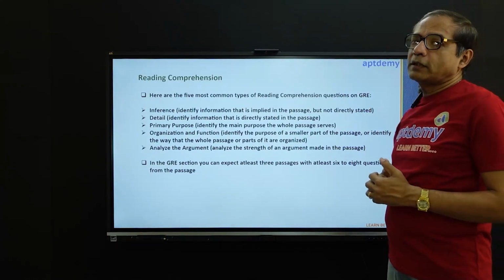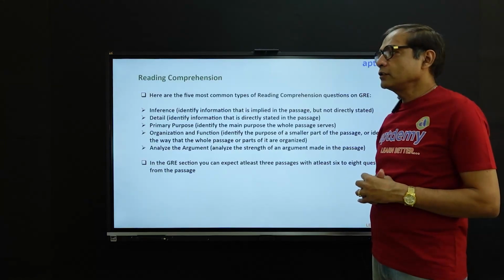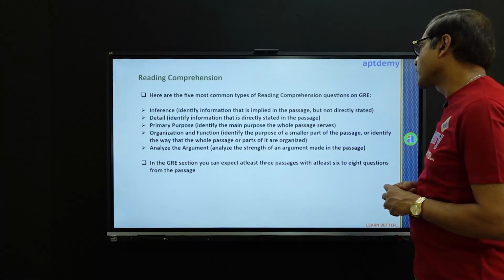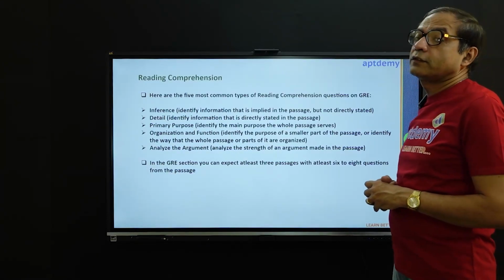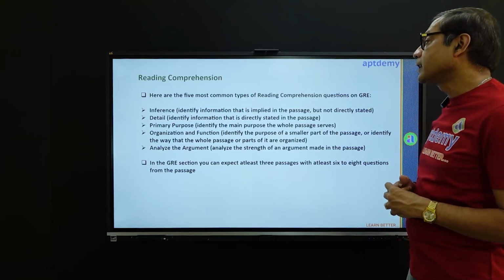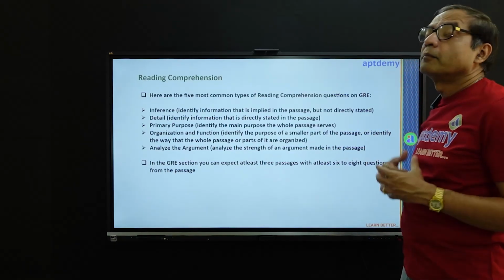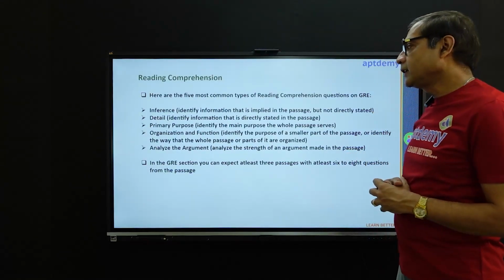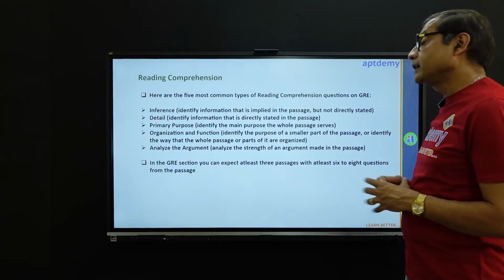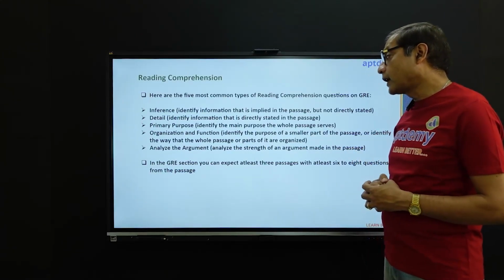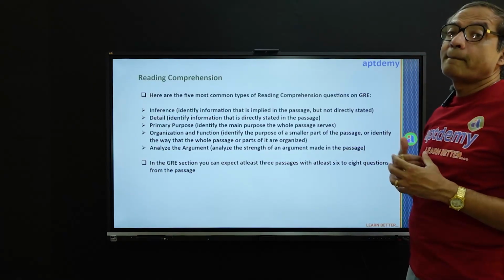So what can you expect in the GRE reading comprehension section? Here are the 5 most common types of reading comprehension questions on GRE. First and foremost is inference. Identify information that is implied in the passage but not directly stated. Detail. Identify information that is directly stated in the passage. Primary purpose. Identify the main purpose the whole passage serves.